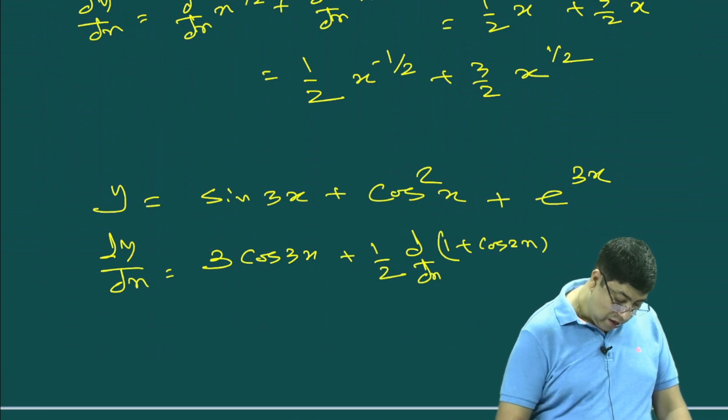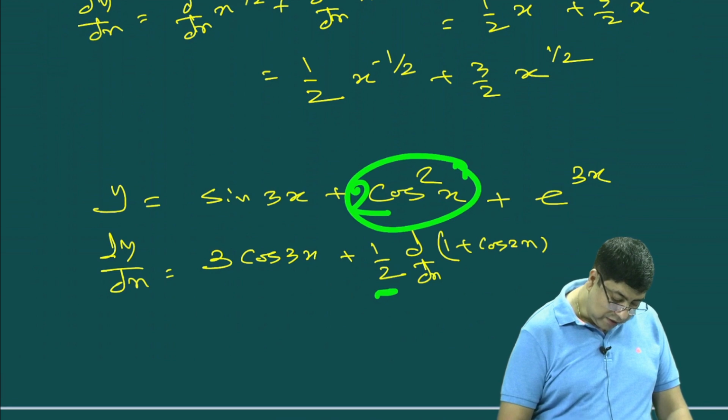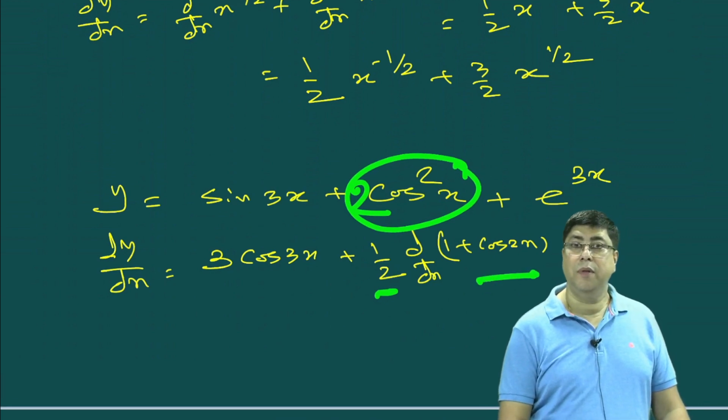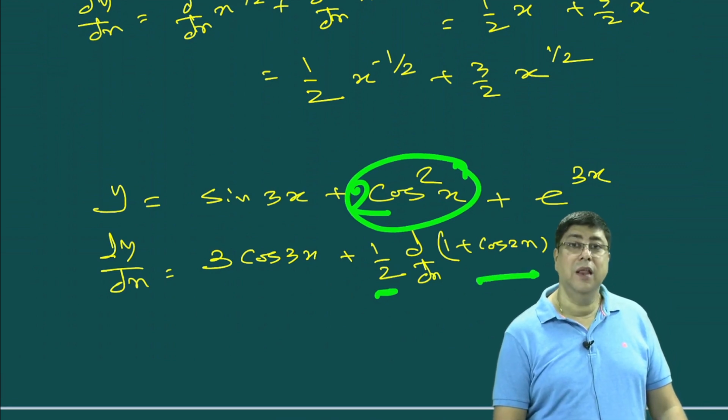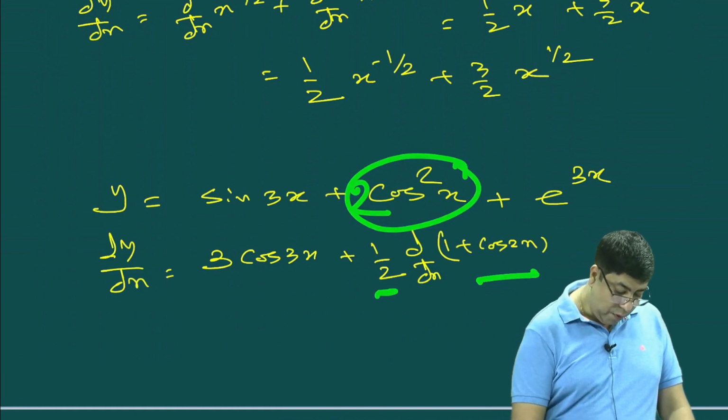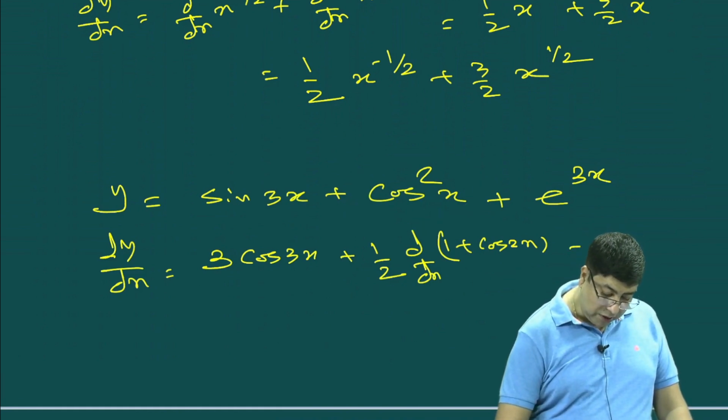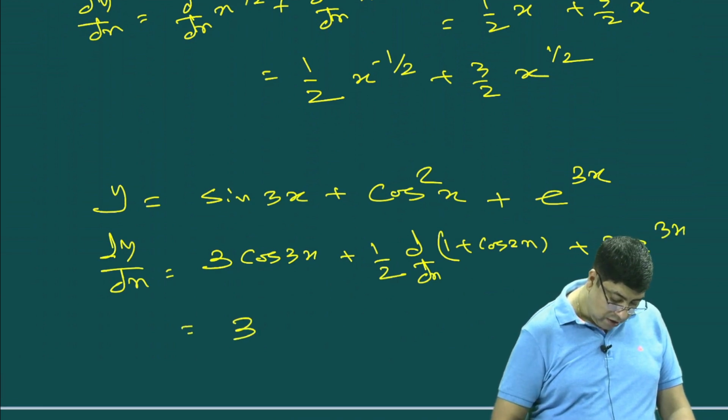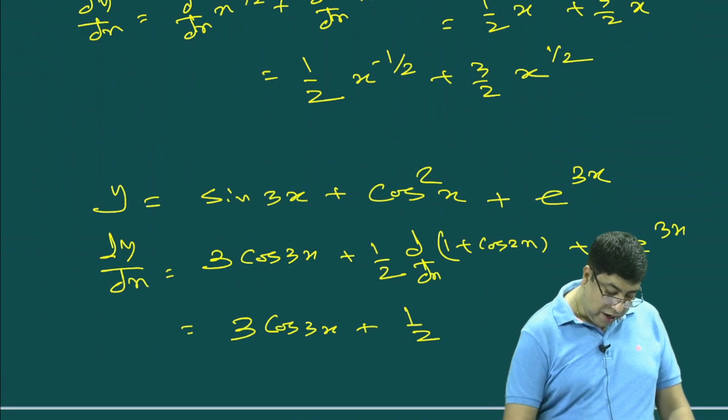Once again see this, I have just multiplied by half, balanced by 2. So 2 cos square x is 1 plus cos 2x. This is a formula of the multiple angle. If you have done multiple angles, you must know this formula. This is a very popular and famous formula. And the derivative of e to the power 3x is 3 e to the power 3x. So the final result is 3 cos 3x plus half d dx of 1.